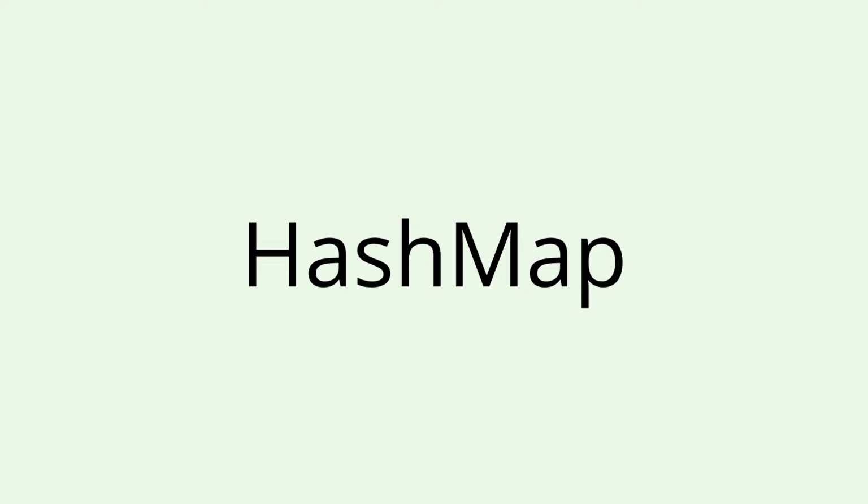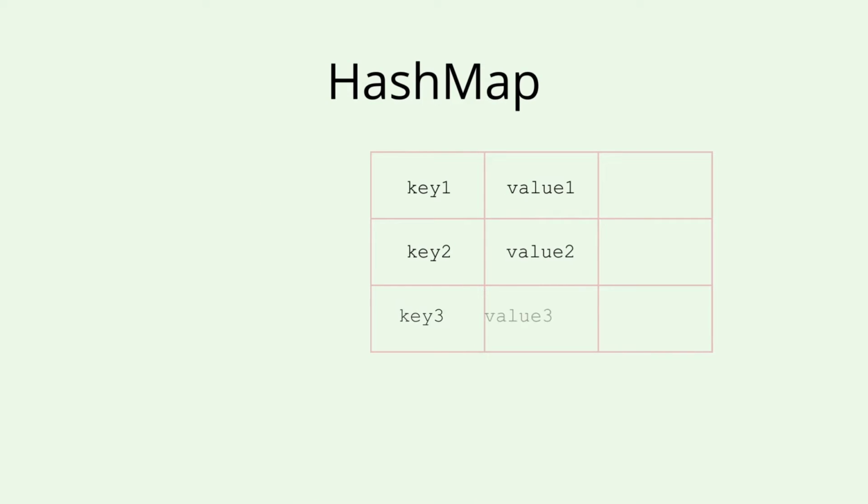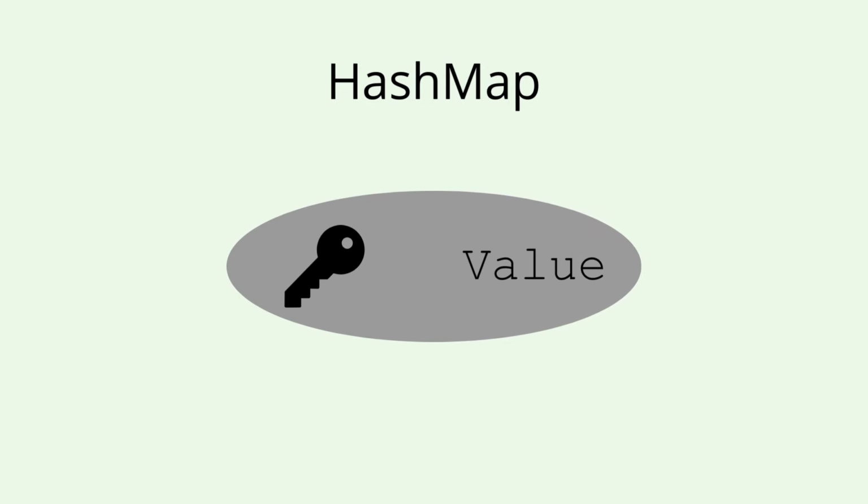How can I improve this? Let's use another data structure, the hash map. A hash map is like a table where I can jump to a value with a key. I don't need to iterate over the whole table to know where the entry is. The concept here is that I associate a value to a key.